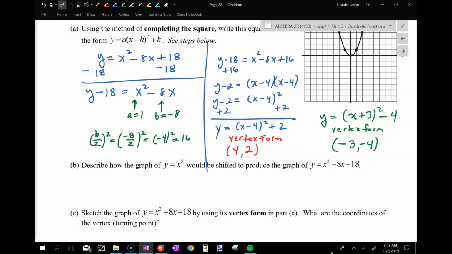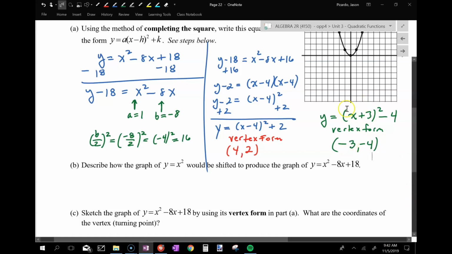You guys actually did some work with shifting things in your algebra classes, right? So this was a parabola that was shifted to the left 3 and down 4. This one was a parabola that was shifted to the right 4 and shifted up 2, right? So it's always the opposite of this sign and the actual of that sign.